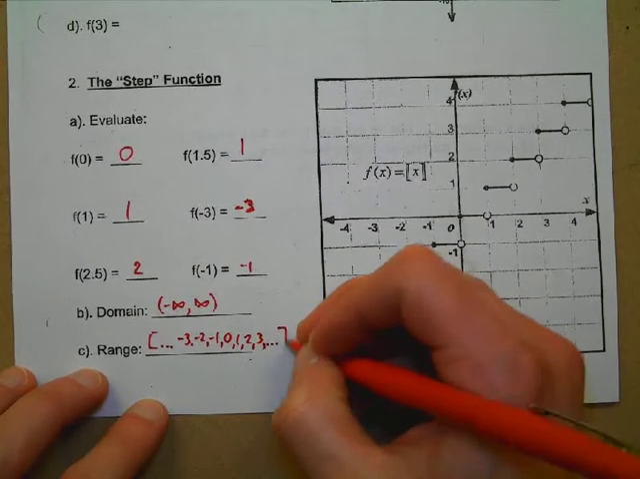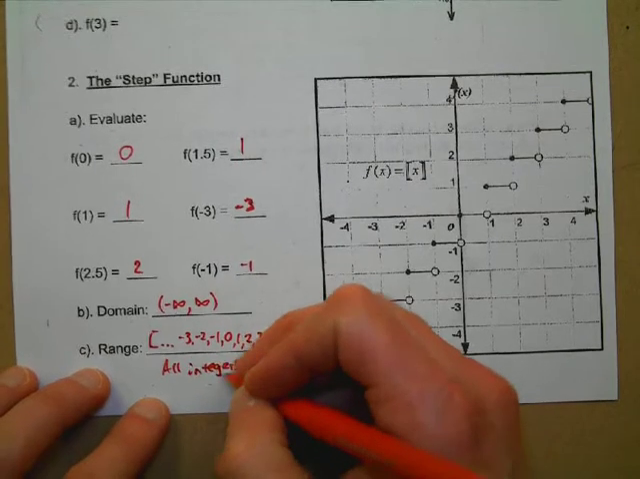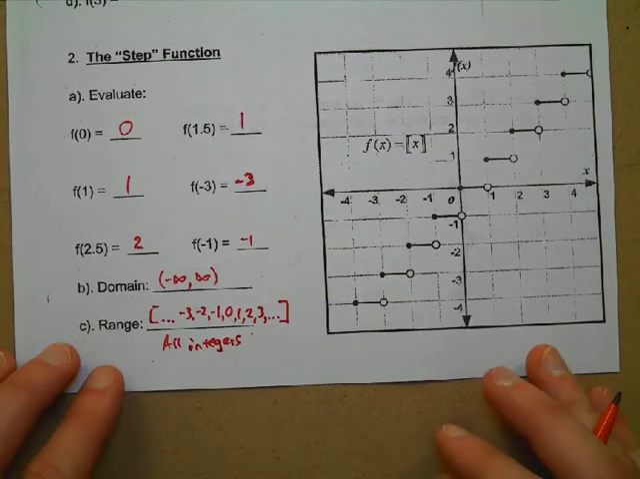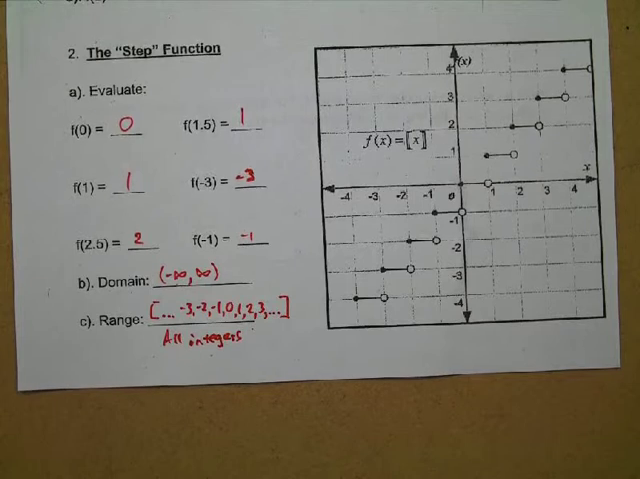You could also just say all integers too. I just put to infinity. Okay, what's that? Can I just put etc.? Sure, if you want to. Etc. If you're into the Latin, for sure. Et cetera.